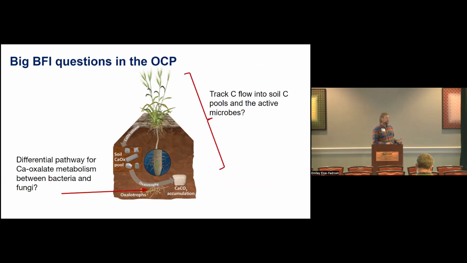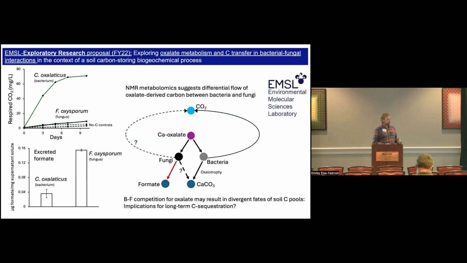So some of our big questions at this point are pretty basic for understanding bacterial interactions and soil microorganisms with plant roots and this pathway. So one of the things we know is that the bacterial pathway for oxalotrophy is understood. However, we do not know what the fungal pathway for oxalotrophy is. And so do they compete for oxalate by using the same pathway or different? And how does this affect carbon flow? One of the things we also want to know is, can we track carbon from the atmosphere through a plant and into soil microbial populations as a way to track this carbon flow into these stable isotope or stable pools?